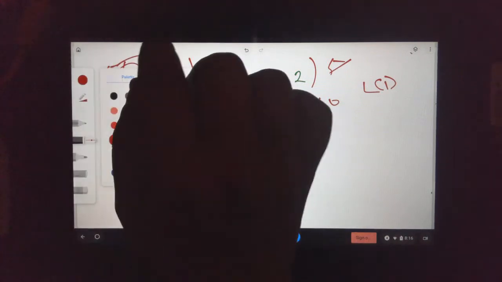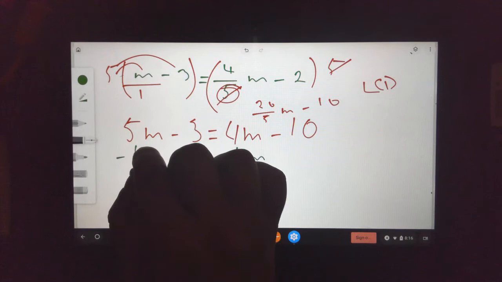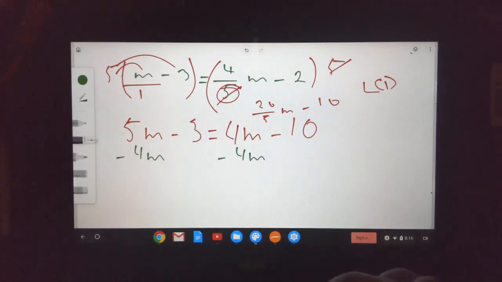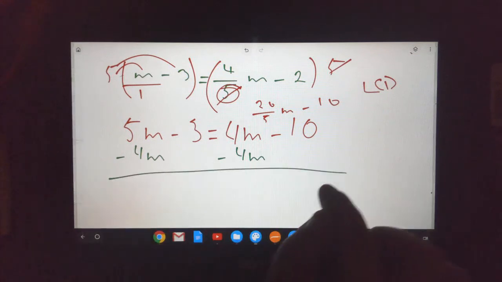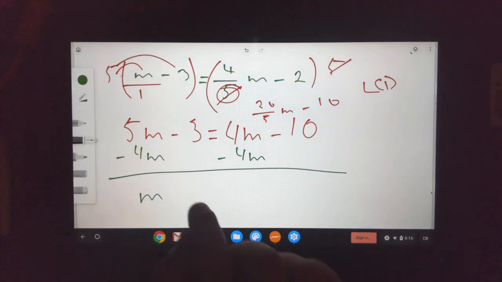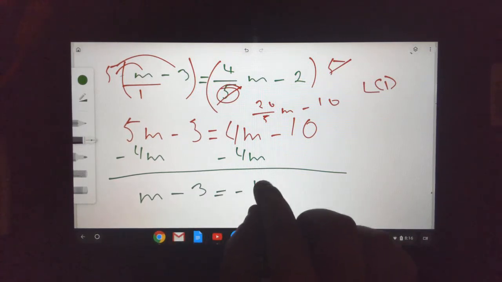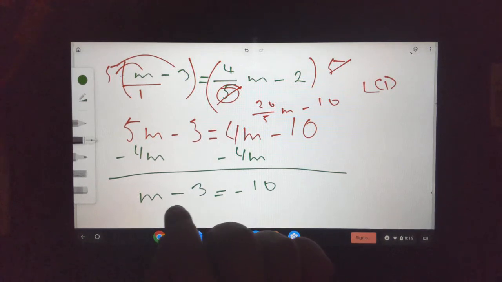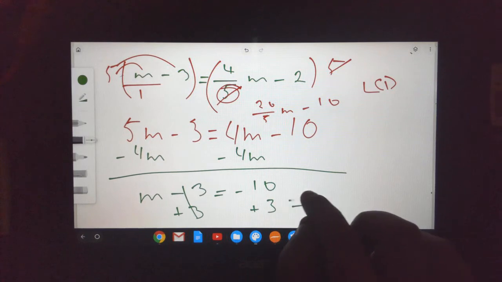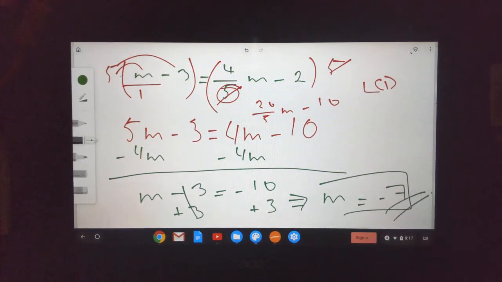So the next step would be subtracting 4m from each side. Can you subtract 5m? Absolutely, but you're going to end up with a negative m. So no need for that. Always try to bring your variables to the left side. So m minus 3 equals negative 10. Next, I'm going to add 3. And from what I see here, m equals negative 7.